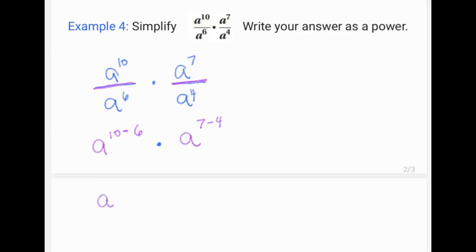So I now have A to the 4th power times A to the 3rd power. And we can still continue to simplify this because both of our bases are A, and it's a multiplication. So if we multiply, then our exponents will be added. We're going to add 4 plus 3, and that will give us A to the 7th power as our final answer.